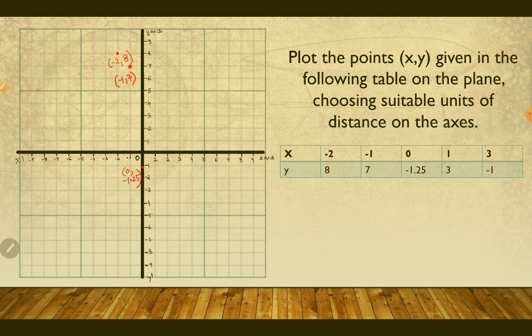Then it's 1 comma 3. 3 comma minus 1. So we have plotted it successfully.